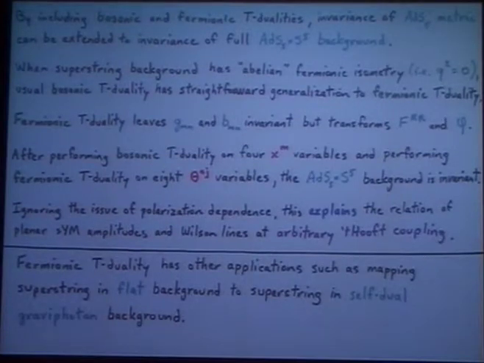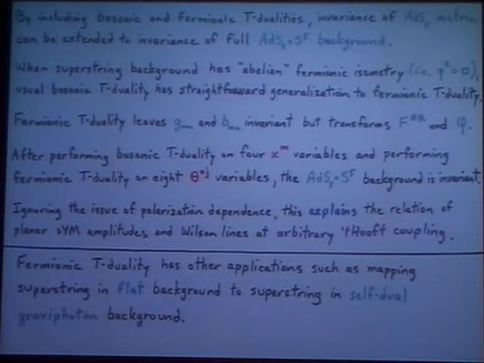Okay, so the summary of the talk is essentially on this slide. So the idea is that you have both bosonic and fermionic T-dualities. And so I will, of course, explain what are fermionic T-dualities. And by including both of them, you can show that not only the AdS5 metric is invariant, but the full AdS5 times S5 background is invariant.